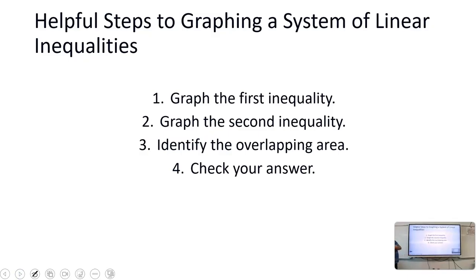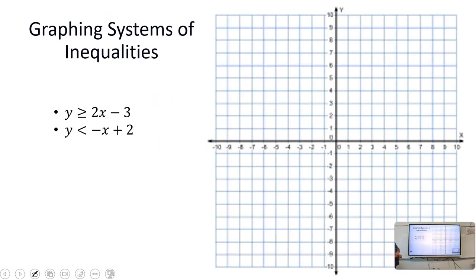So let's look at our steps. First, we'll graph the first inequality. Then we'll graph the second inequality. We'll identify the overlapping area, and then we'll check our answer to make sure it works for the whole system. Okay, so we've got y is greater than or equal to 2x minus 3. So let's first start with that one.